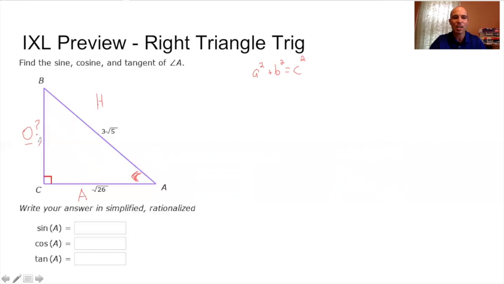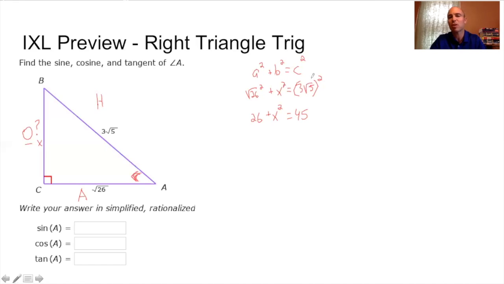So let's just say I'll call this x for now. The square root of 26 squared, plus x squared, and again these could have been interchangeable, equals 3 times the square root of 5 squared. The square root of 26 squared is actually much easier: it's 26, because the square root of anything squared is just that number. Now 3 times the square root of 5 is a little tricky, because you're squaring 3, which is 9, and the square root of 5, which is 5. 9 times 5 is 45.